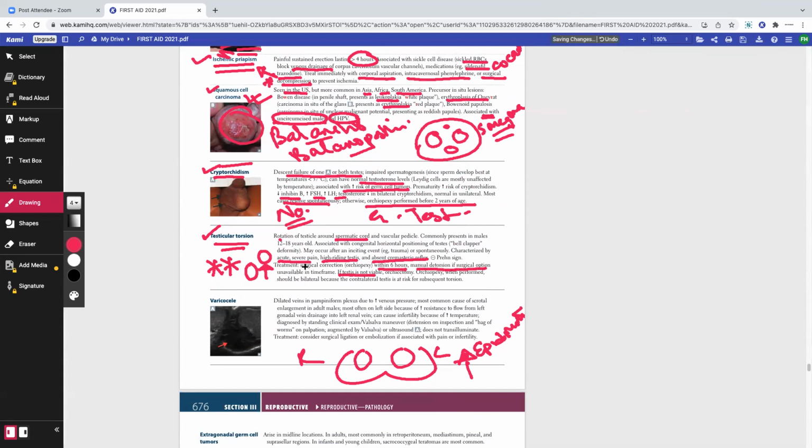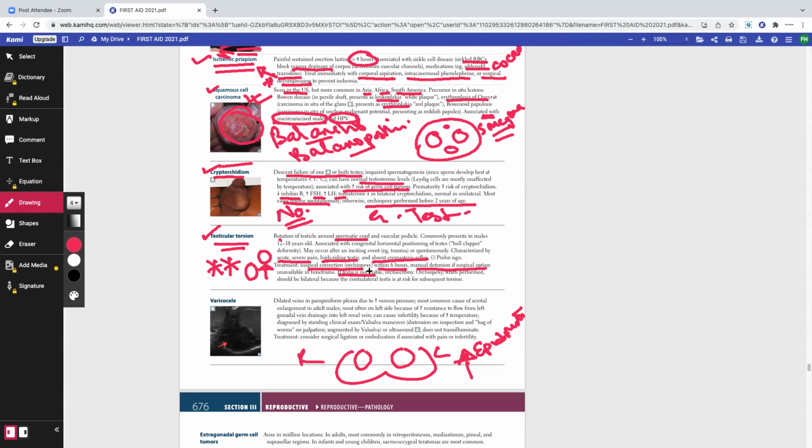Now there's another question: when you do one-sided orchiopexy, not orchiectomy, do you also do the other side orchiopexy? Yes or no? The answer is yes. Even if the other side is not affected with the torsion, we do orchiopexy of the other side, because since one side has undergone torsion, the other side can undergo torsion too.